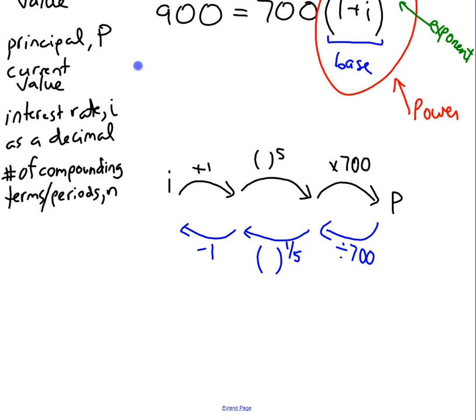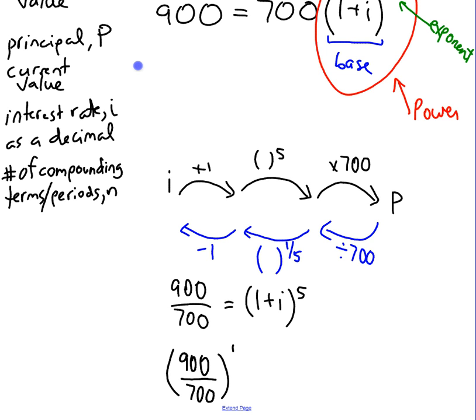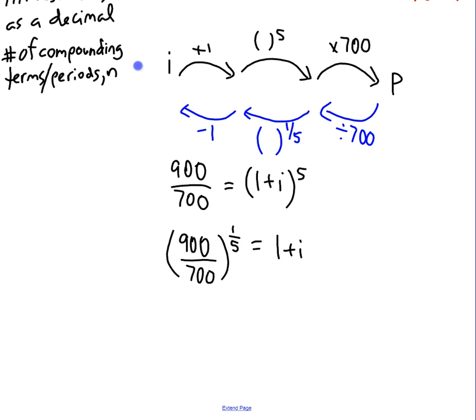So again, first step, I'm going to take 900 divided by 700. That's going to produce (1 plus i) to the fifth. After that, I'm going to take that fraction and I'm going to apply a 1/5 exponent to both sides. Also, a fifth root would be another way of seeing that. And then we're going to take that result and I'm going to subtract 1.